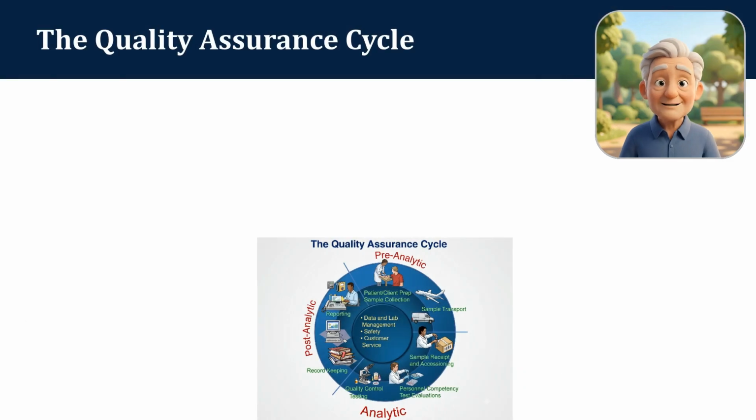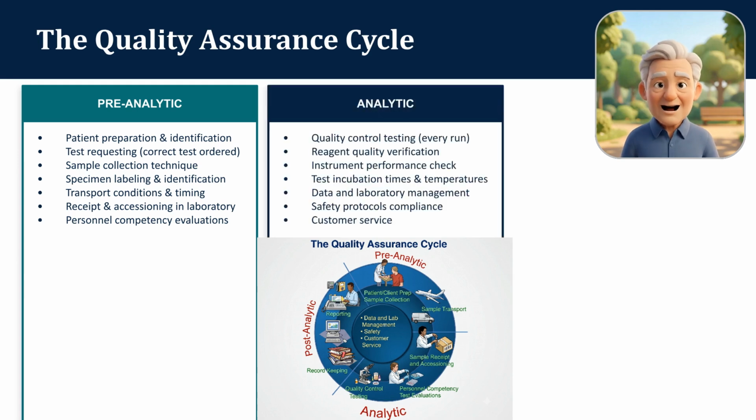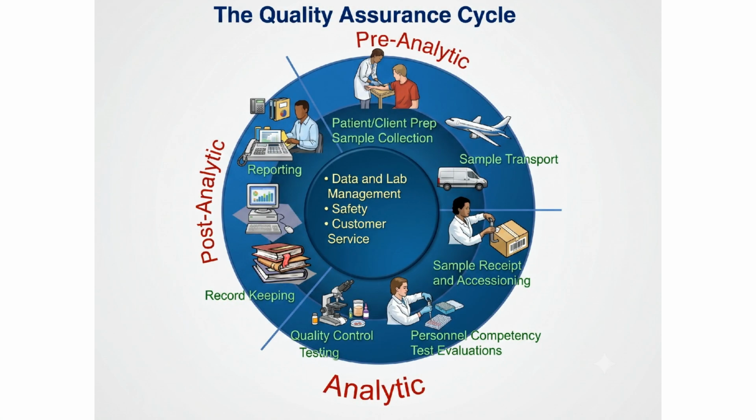The QA cycle includes three main phases. The pre-analytic phase includes patient preparation, test request, specimen collection, labeling, transport, and receiving the specimen. The analytic phase includes the actual testing, QC, reagent checking, instrument checking, and correct incubation. The post-analytic phase includes result verification, reporting, interpretation, record keeping, and monitoring turnaround time. The important message is, quality starts before testing and continues after testing. This diagram illustrates the quality assurance cycle, emphasizing the flow from pre-analytic patient preparation to analytic testing and post-analytic reporting and record keeping.